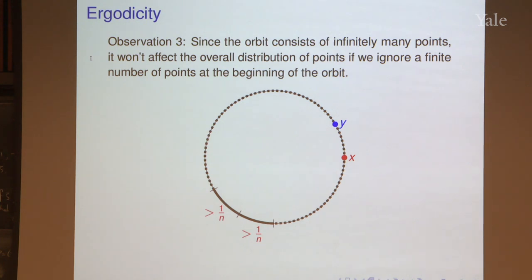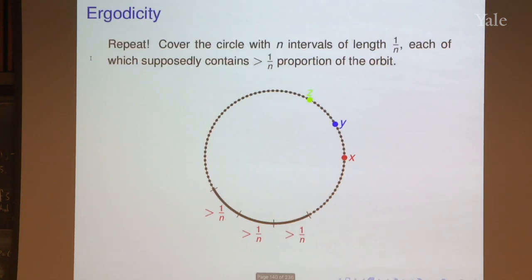OK, but we could repeat this same logic for another point, y or z, say, that's 1 over n further down the line. And by the same exact logic, we'd get that x has to have an extra dense region here, here, and here. This whole region has to be extra dense, containing more than its fair share of points.